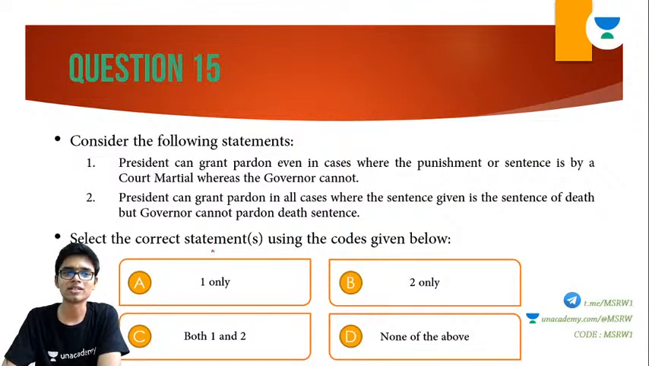Last question from Polity, 15th question. Consider the following statements. One, the President can grant pardon even in cases where the punishment or sentence is by a court-martial, whereas the Governor cannot. Two, the President can grant pardon in all cases where the sentence given is a sentence of death, but the Governor cannot pardon a death sentence. Select the correct answer.